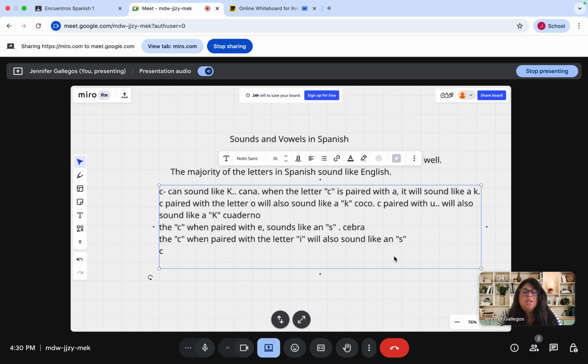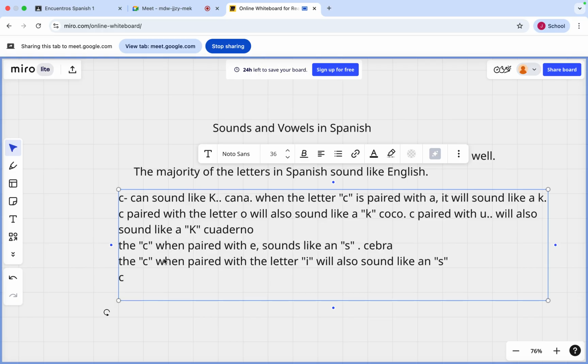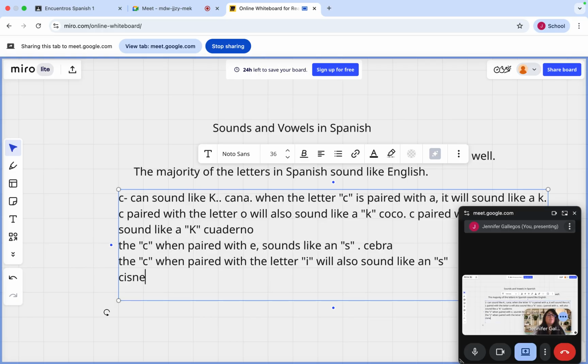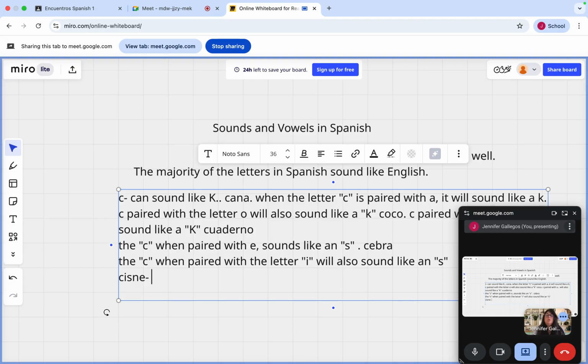Okay, great. So the letter C, when paired with the letter I, will also sound like an S. Let's look at an example. We have this word, which is pronounced cisne, cisne, okay? So the C with the I, C, okay? And then cisne.